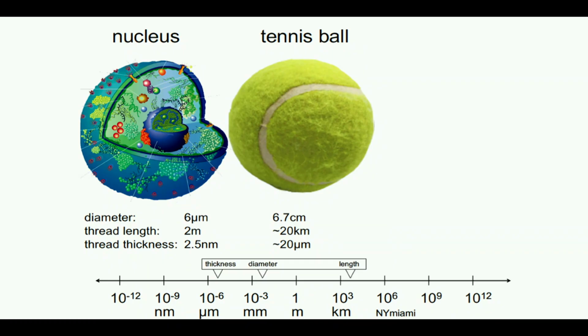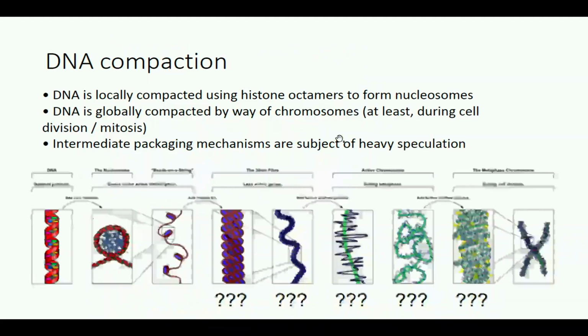I apologize, I think this is a mistake. What I'm trying to show here is that the thread length is the actual length of the DNA, and the diameter is the size of the nucleus. So basically we're compressing the information of 20 kilometers length into this small ball, like a tennis ball. So that's the rate of compression.